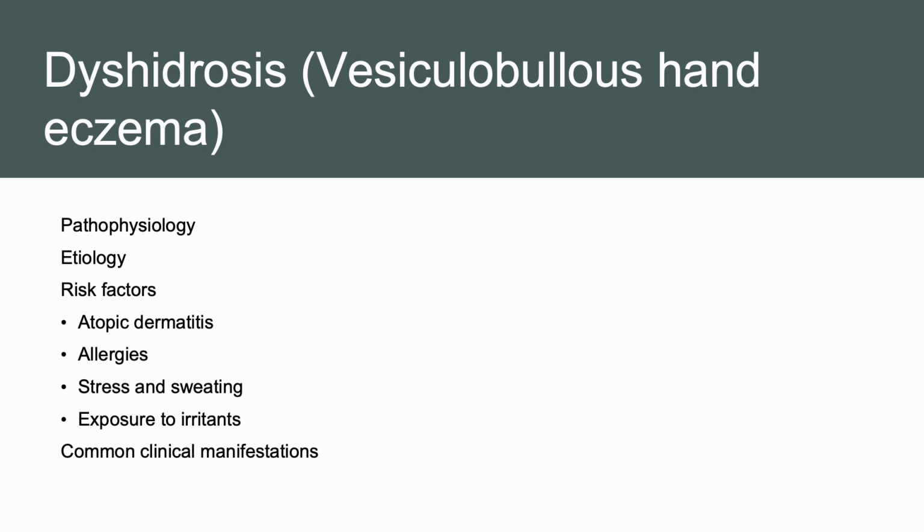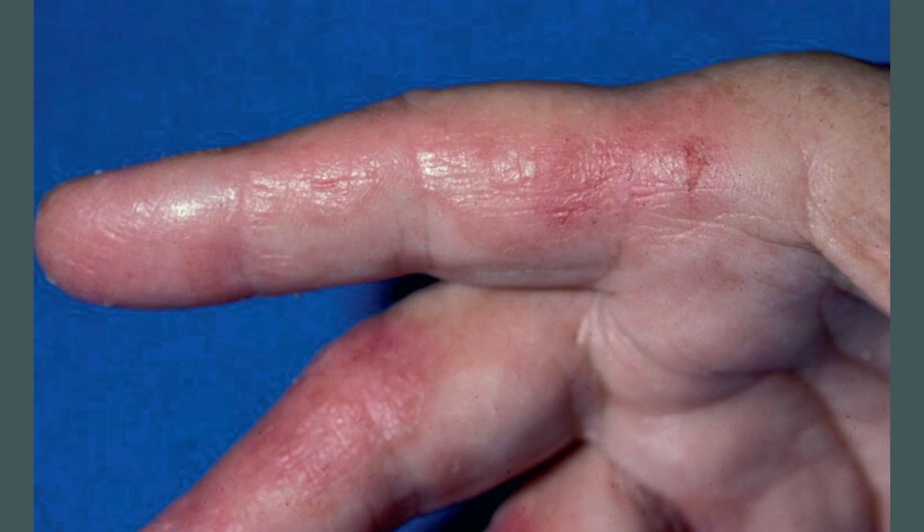Common clinical manifestations: intensely pruritic, deep-seated vesicles on palms, sides of fingers, and soles. Vesicles may coalesce and form bullae. Chronic cases may result in fissuring and lichenification. Here is a clinical image. There is some fissuring.